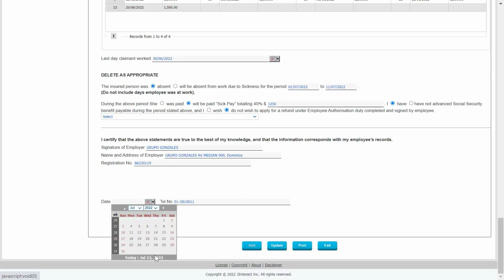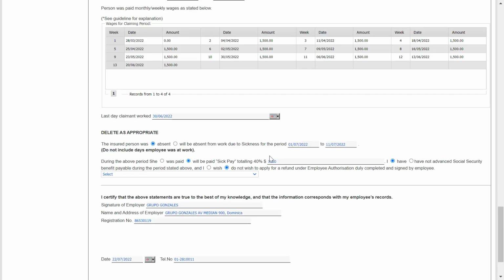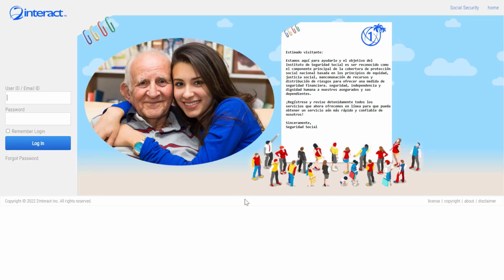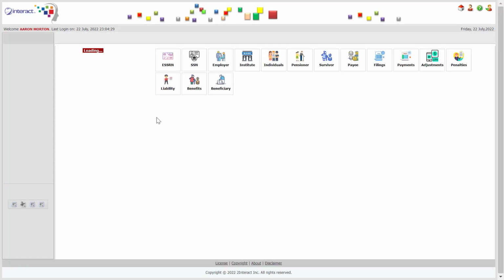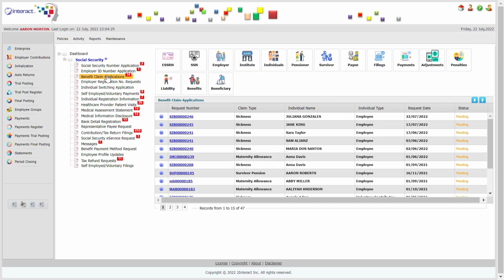In our case, we will put a date here and complete the rest of the form so we can go ahead and post this benefit claim. Once it has been posted, the claim can instantly be viewed by the authorized user in the Social Security Administration office. It's time, therefore, to go and log in again on behalf of Aaron, our employee at the Social Security Administration office.